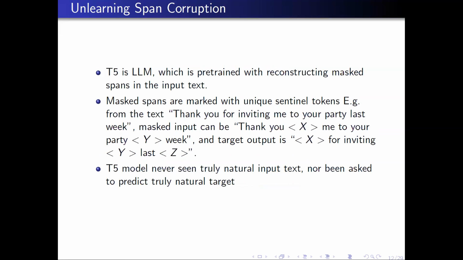Unlike auto-regressive language models like GPT-3, T5 is pre-trained with reconstructing masked spans in the input text. The masked spans are mapped to unique sentinel tokens. For example, from the text "thank you for inviting me to your party last week", the masked input can be "thank you X me to your party Y week", and the target output is "X for inviting, Y last Z".